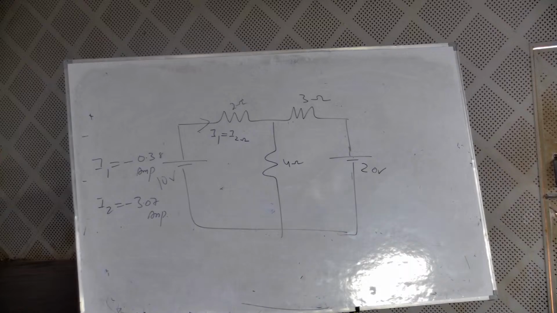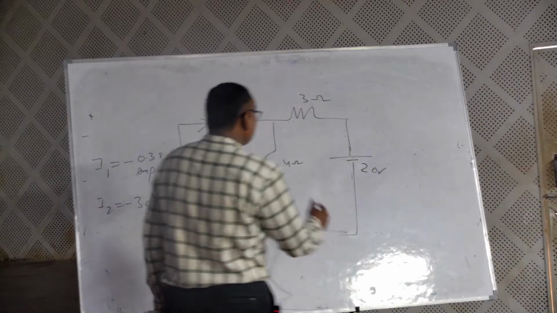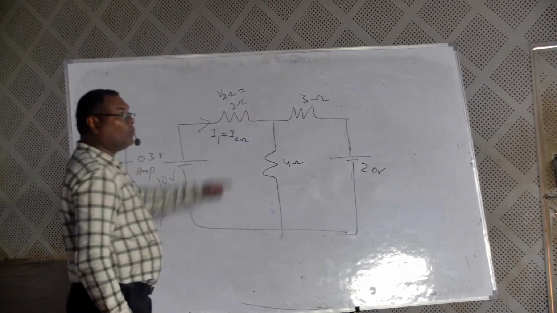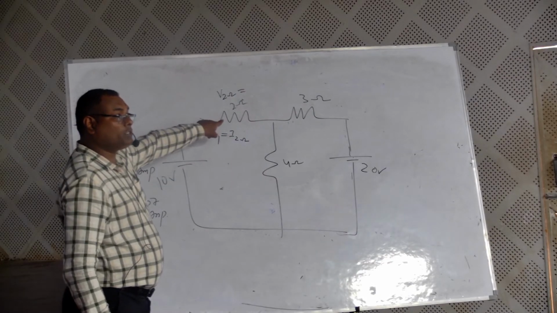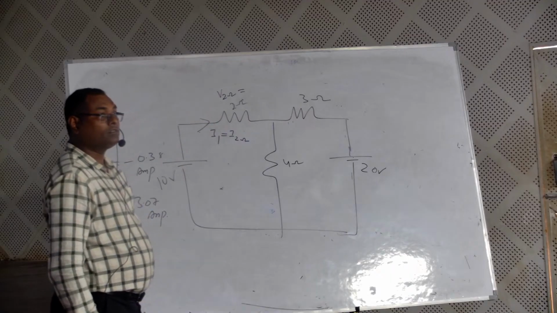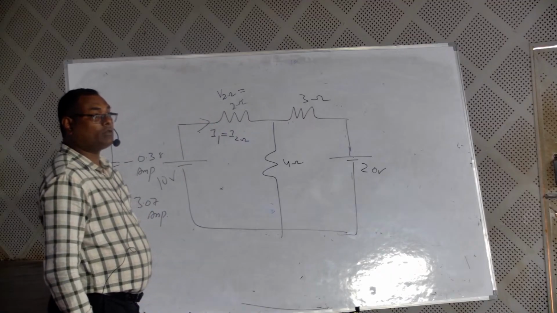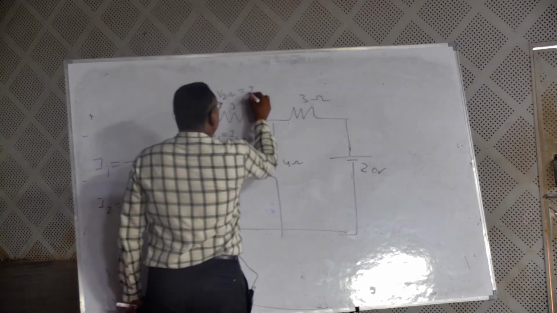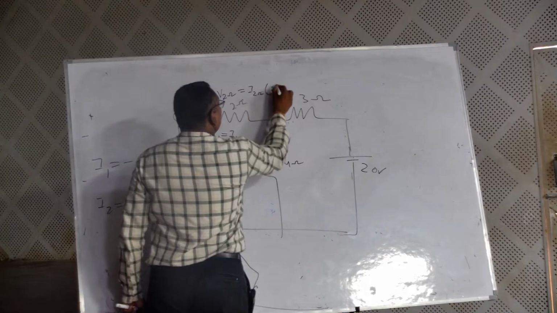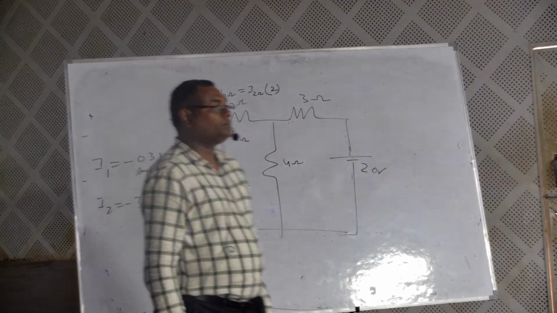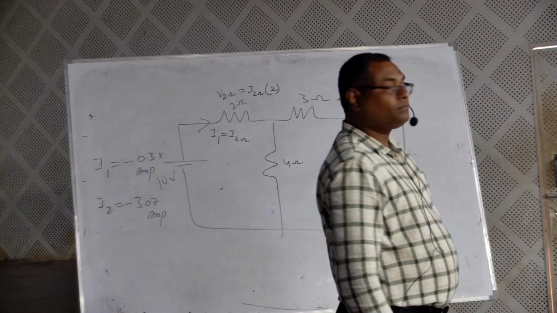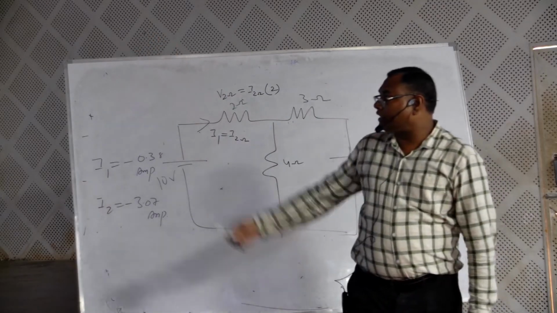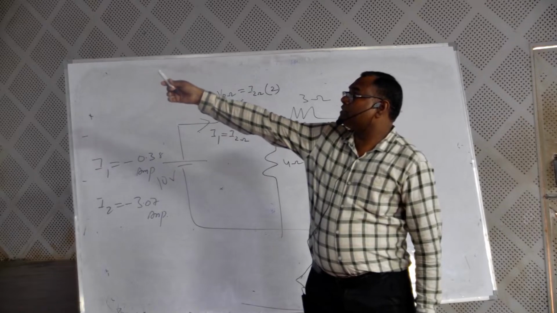Next one. What is the voltage across 2 ohms? V2 ohms is equal to I2 ohms into 2. Get the answer. What is the answer? You got it? 0.076 volts.